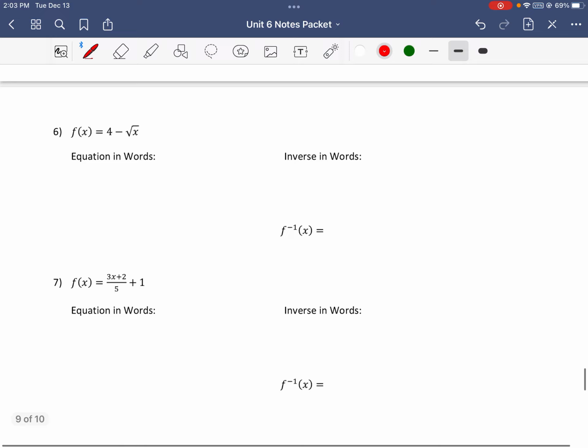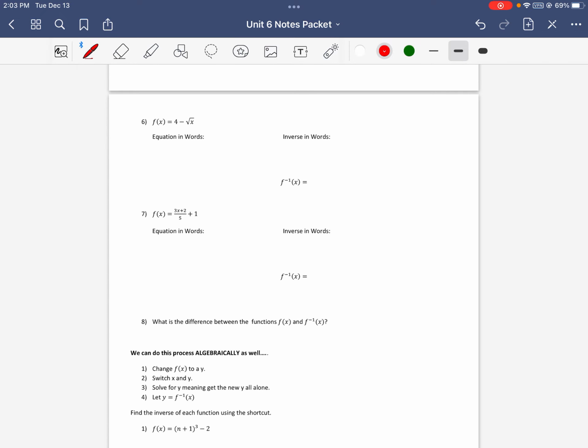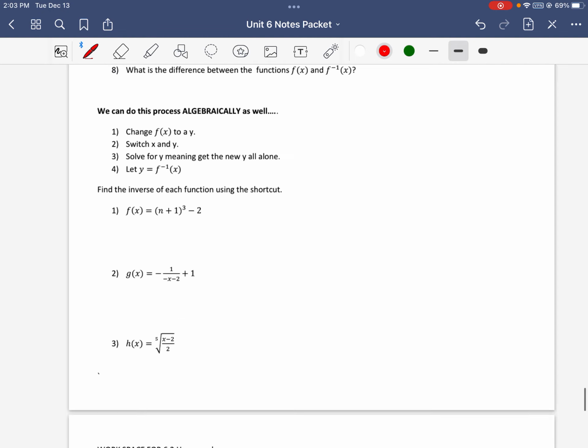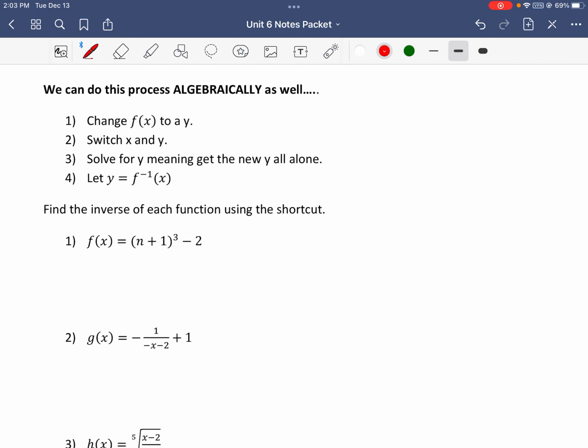Okay, now there's another way to do this instead of writing out each word. Let's go down and look at this process algebraically, okay? This is how people have always solved inverses. And this is maybe what I think would be a more convenient way to do things, but whatever way works better for you, do it that way, okay? So another way to find an inverse is change f of x to y, then switch x and y. Now we're going to solve for y, meaning get y all alone, and then change the y to the inverse function of x.